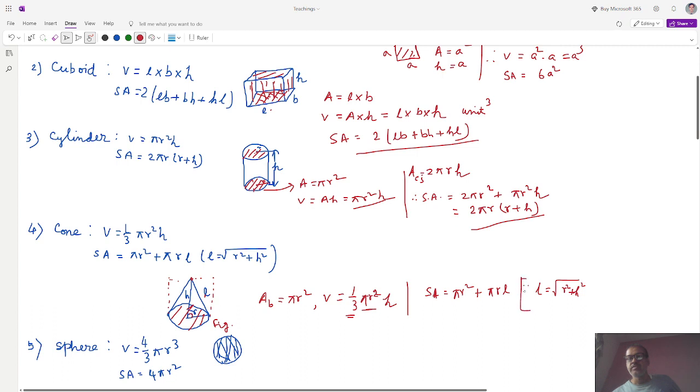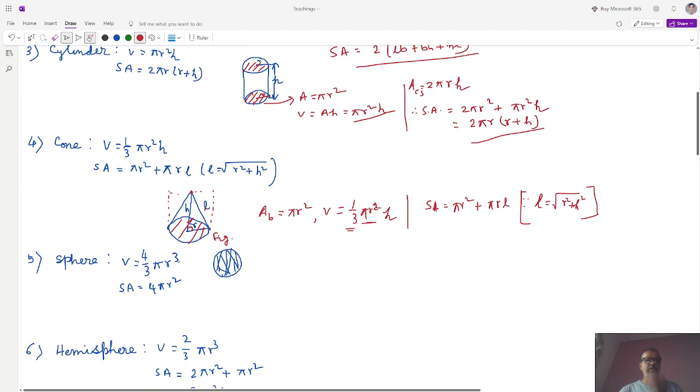Using the Pythagorean theorem, we get the value of L from R and H using this relation: L equals root over of R square plus H square. Okay, so the volume of a cone V equals 1/3 pi R square H, as well as the surface area of a cone equals pi r square plus pi r L.